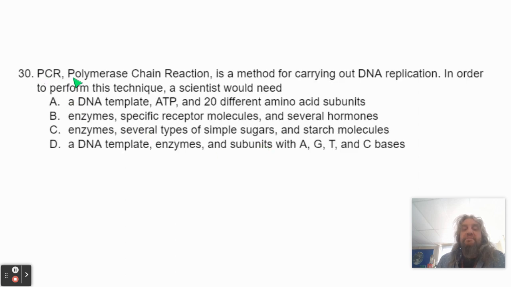30. PCR, polymerase chain reaction, is a method for carrying out DNA replication. In order to perform this technique, a scientist would need A, DNA template, ATP, and 20 different amino acid subunits. B, enzymes, specific receptor molecules, and several hormones. C, enzymes, several types of simple sugars and starch molecules. Or D, a DNA template, some enzymes, and subunits with A, G, T, and C bases.